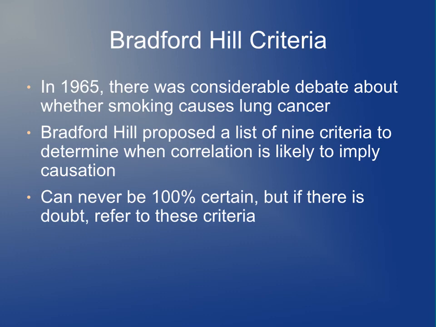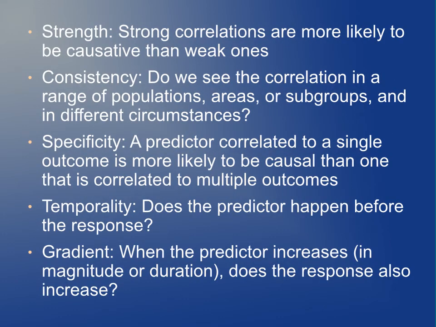And you can still never be 100% certain of causality, but if you're ever trying to show that variable A causes variable B, and you want to try to show that as rigorously as possible, you should refer to these criteria and see how many of these criteria you can check off the list. And so the criteria briefly are listed on the next two slides.